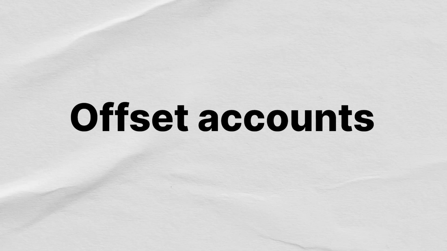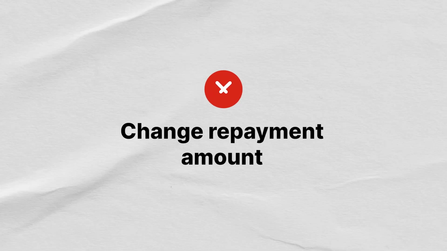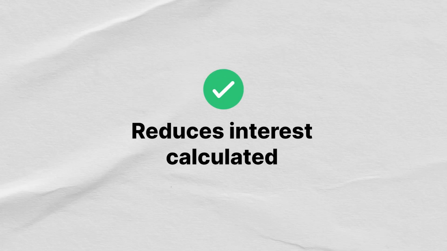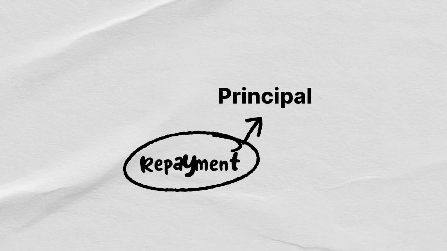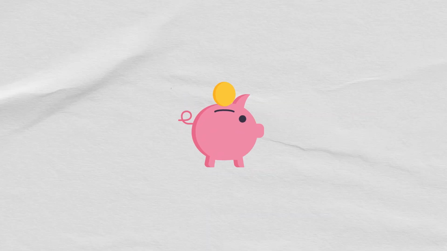Offset accounts are one of the most powerful tools for reducing interest. An offset account doesn't change your repayment amount, but it reduces the interest calculated on your loan. This means more of each repayment goes towards the principal, helping you pay the loan off faster without locking money away. Even keeping short-term savings or your salary in an offset can make a meaningful difference over time.